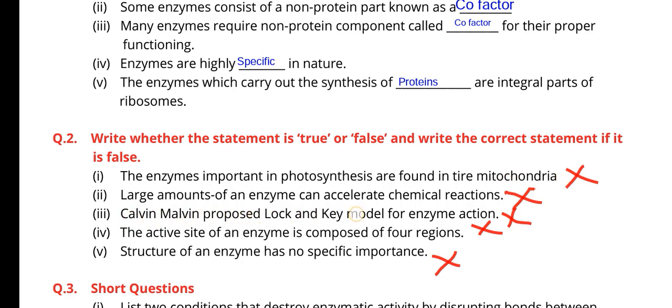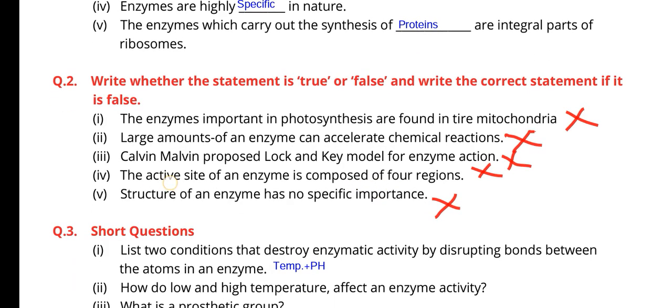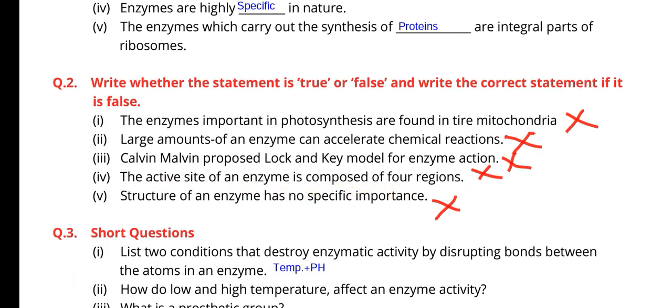Calvin Melvin proposed lock and key model. No, Emil Fischer. The active site of enzyme is composed of 4 regions. No, 2 regions. One is a binding site and another is the catalytic site. Structure of enzyme has no specific importance. It is also false. Structure of enzyme has a specific importance.